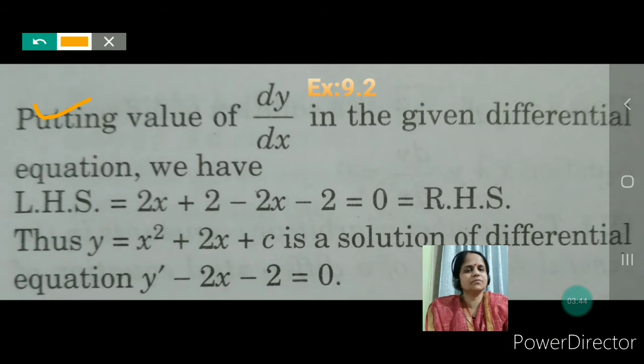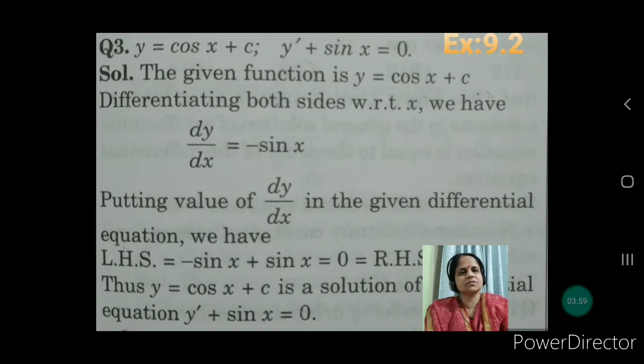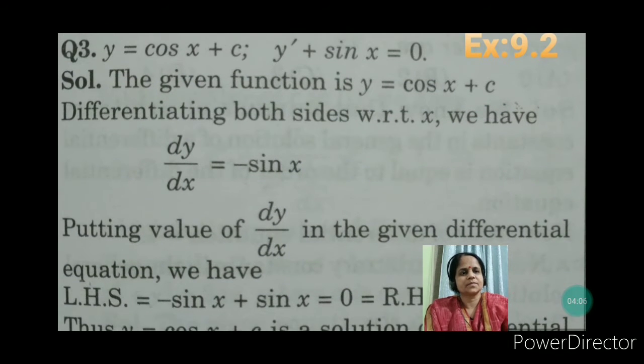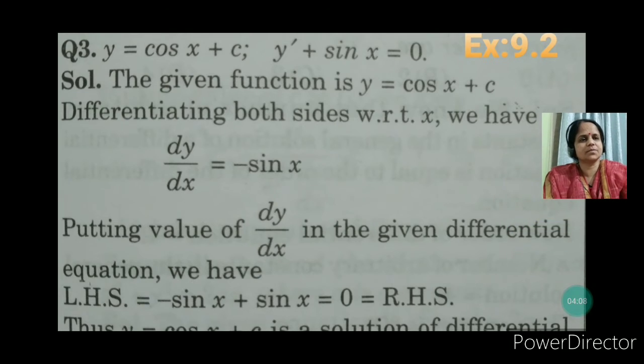Putting the value of dy upon dx in the differential equation, you have 2x plus 2 minus 2x minus 2 is equal to 0, and the function is a solution of the differential equation. Move to the next question. All questions are of this type, students. Okay, so let's see question number 3.